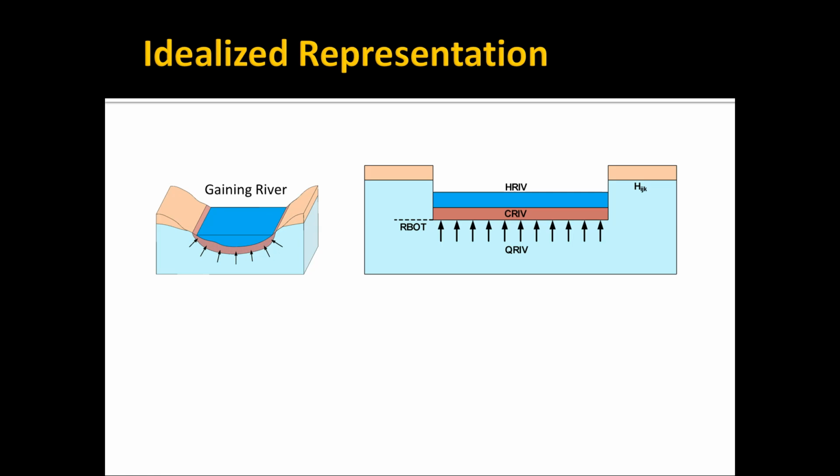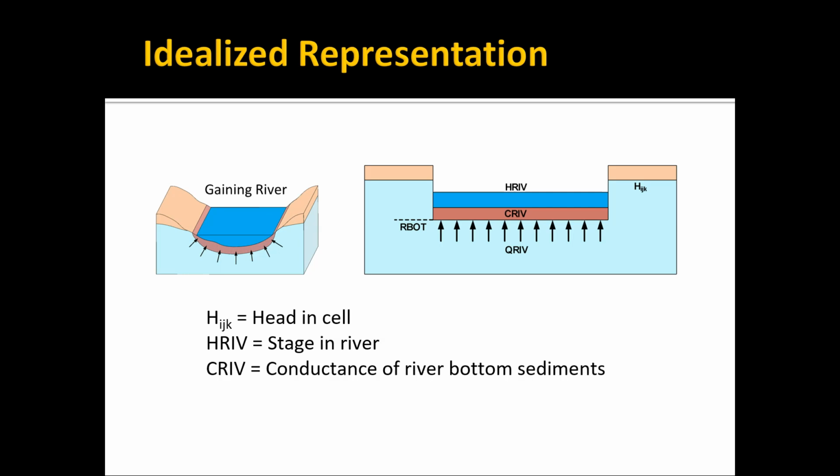Hij is the head in the cell, in other words, the water table elevation in the cell. HRIV is the river stage, the elevation of the water in the river, which we call the stage. And CRIV is the conductance of the river bottom sediments, and you calculate that the same way we talked about in our last lecture.